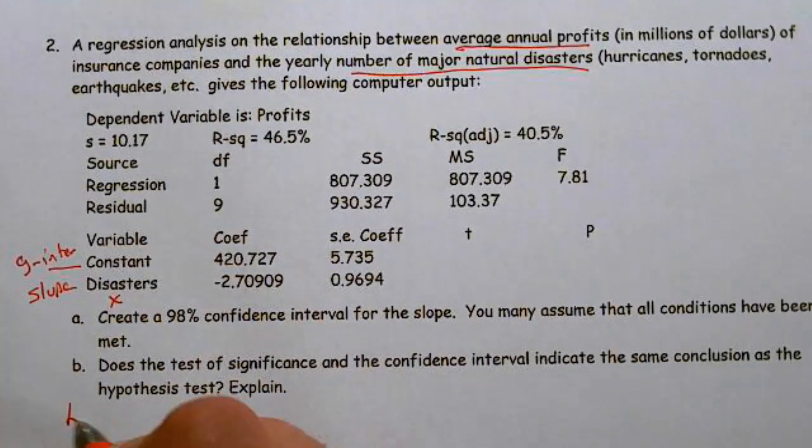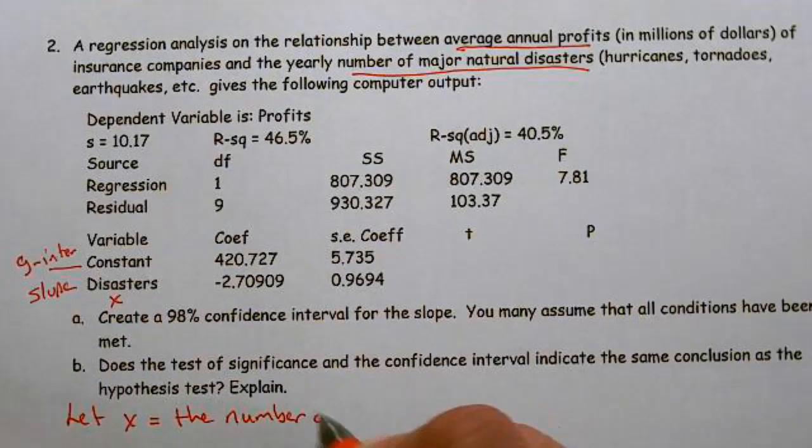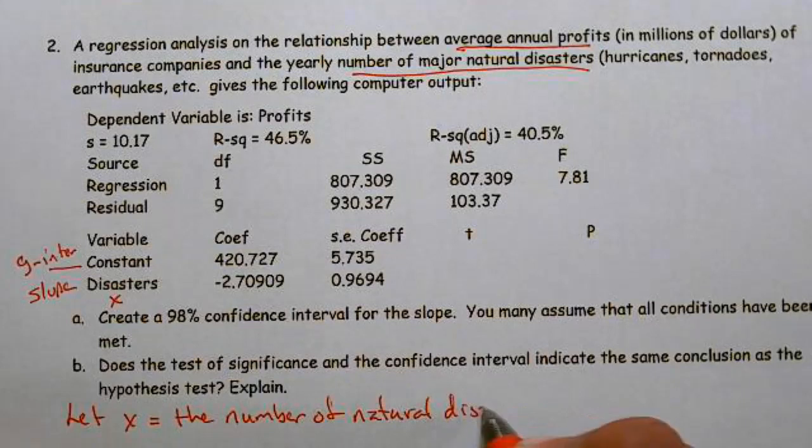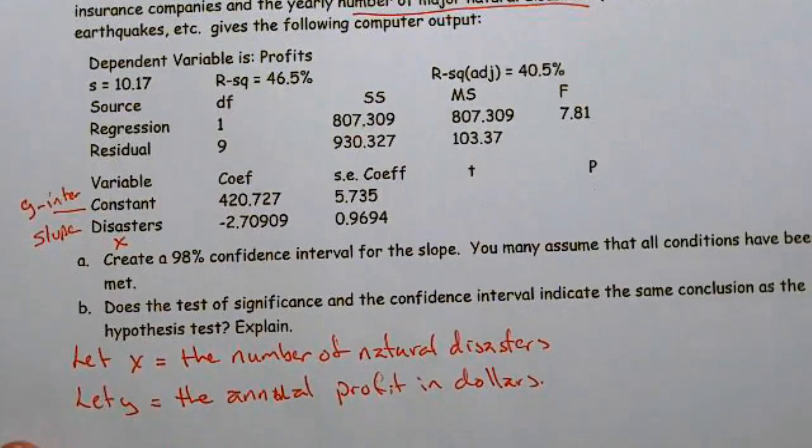So let X equal the number of disasters. Awesome. And that means let Y equal the annual profit in dollars. And yes, I know we did this on the previous example, but I want you to do it twice. So when you submit your work, make sure you've done this twice as well.